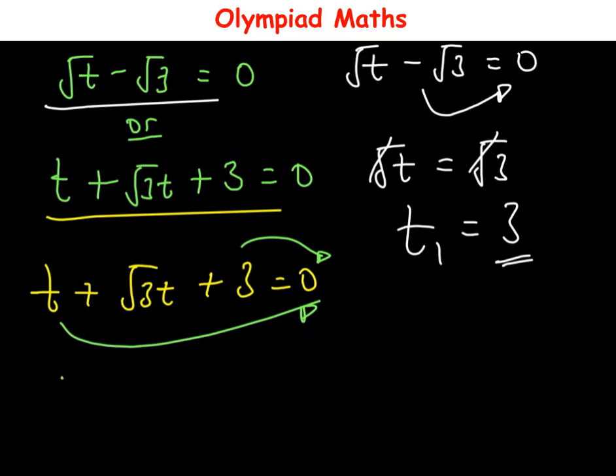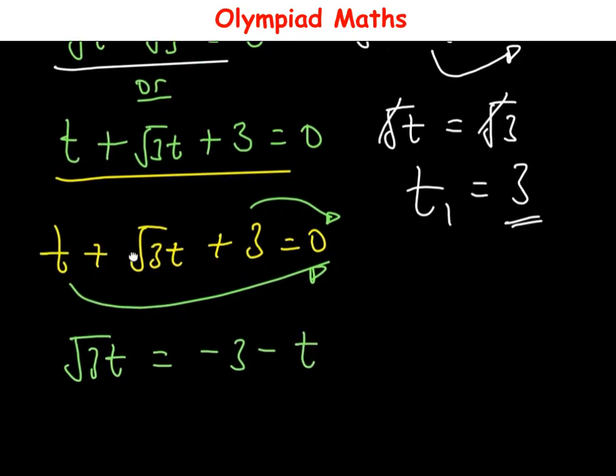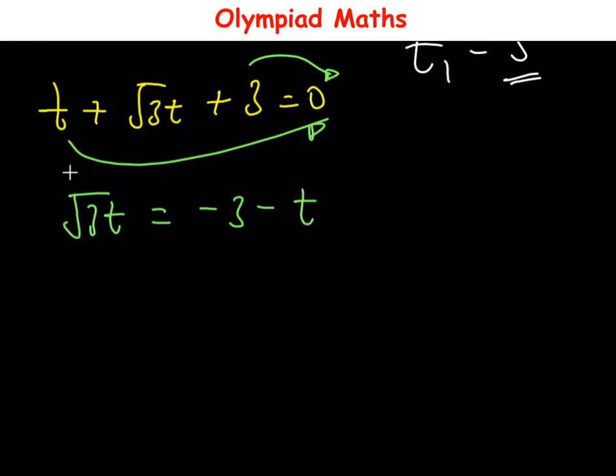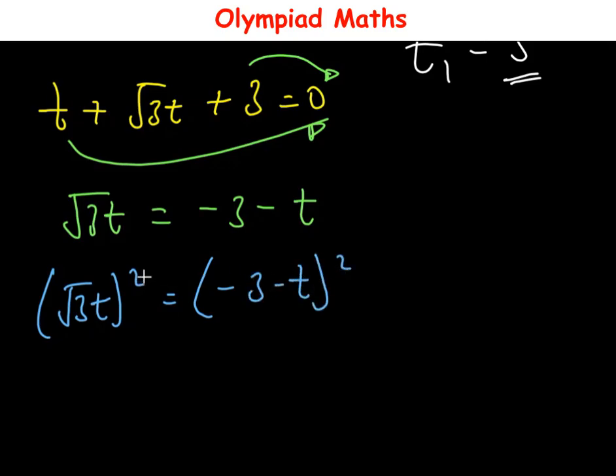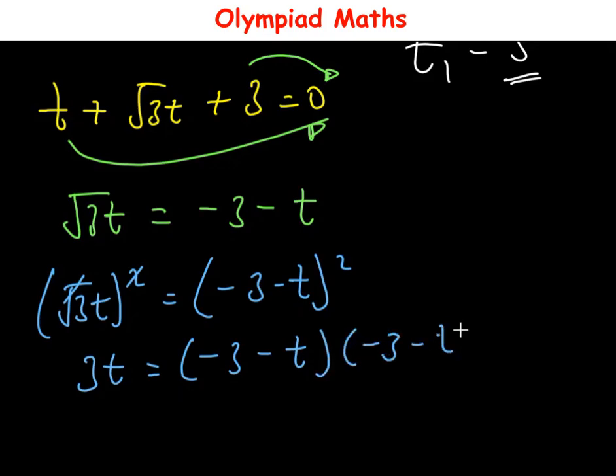So this becomes root 3t is equal to minus 3 minus t. And from here, let us then remove the square root by squaring both sides of the equation. So in bracket, square root of 3t all squared is equal to, in bracket, minus 3 minus t all squared. From here, square cancels square root, 3t is equal to, in bracket, minus 3 minus t multiplied by minus 3 minus t.